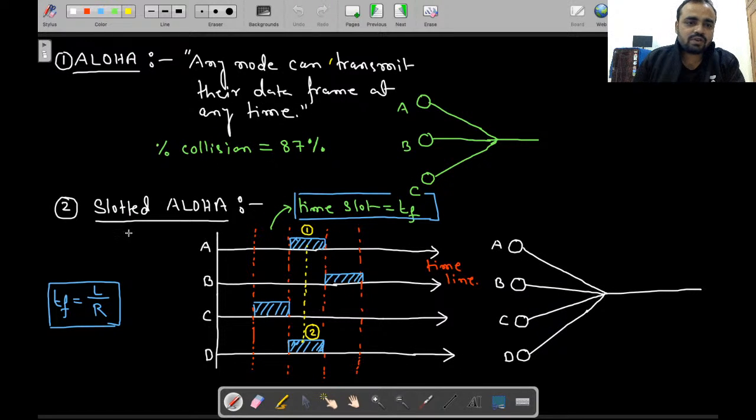But in case of slotted Aloha, what have we done? We have restricted each and every node. If you want to transmit your data frame, then you have to transmit at the beginning of the time slot. What does it mean? Just see over here. In case of slotted Aloha, suppose the transmission time of a single frame is 5 minutes. Actually it will be 5 milliseconds or microseconds, but I'm assuming 5 minutes.